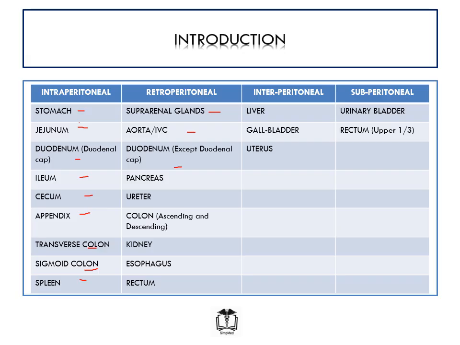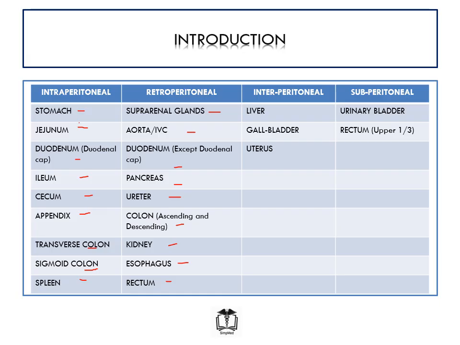The rest of the duodenum, aside from the duodenal cap, the pancreas, the ureter, the ascending and descending colon, the kidneys, the esophagus, and the rectum are all classified as retroperitoneal organs. And like I said, the acronym or mnemonic SADCAR, SAD, then PUCKR is the proper mnemonic we use in remembering the organs classified as retroperitoneal.